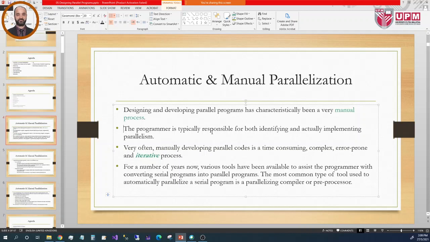The programmer is typically responsible for both identifying and actually implementing parallelism. So you have to define what parts could work in parallel and how to implement them. This is your responsibility as a programmer. Very often, manually developing parallel code is a time-consuming, complex, error-prone, and iterative process. So these are the characteristics of developing parallel code.